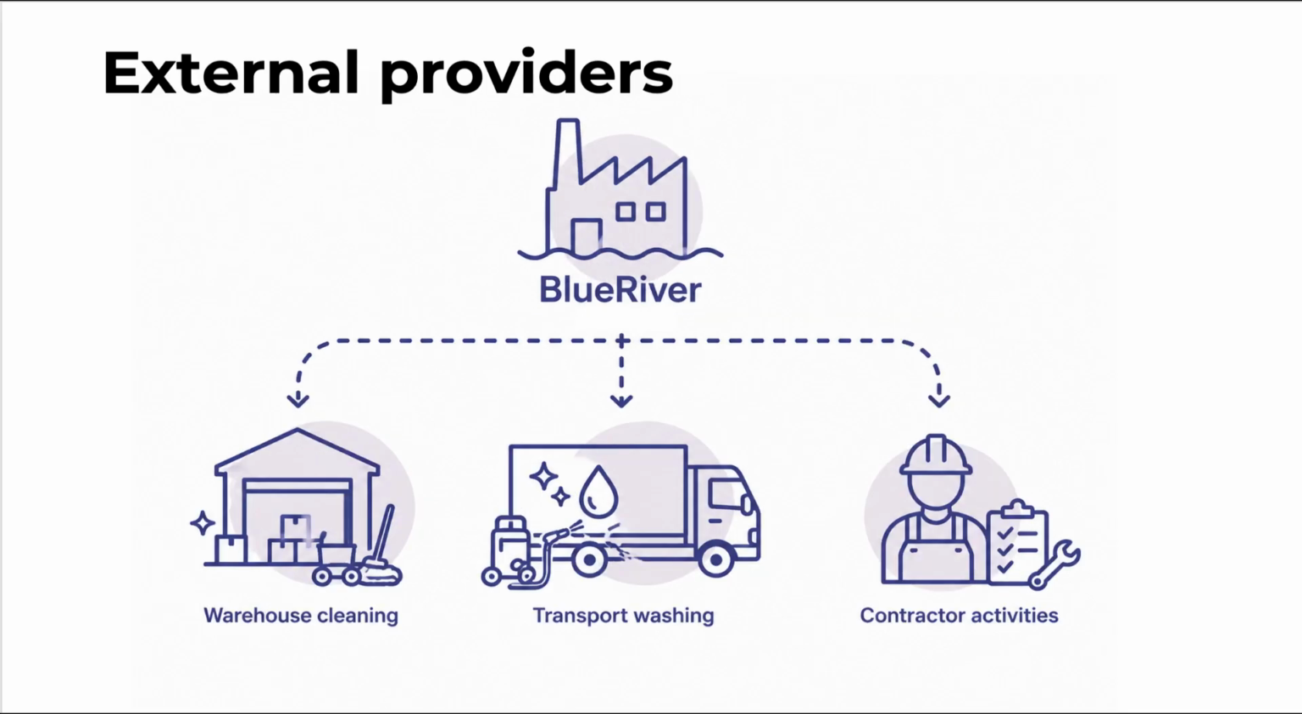And then we have external providers. So activities not performed directly by the organization, but still connected to it. Things like warehouse cleaning, transport washing, contractor activities. These are often outside the traditional boundary, but not outside the system, especially where the organization can control or influence them.